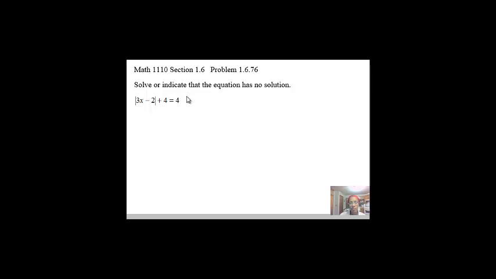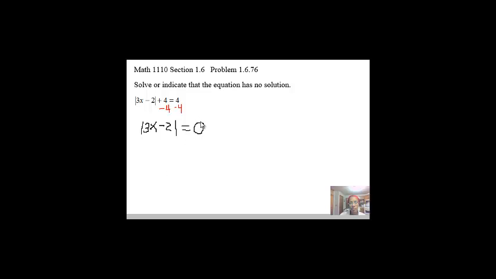Let's finish this up by solving number 76. Absolute value of 3x minus 2, plus 4, equals 4. So again, my task is to isolate the absolute value. It should be alone on one side of the equals before I try to rewrite the equation without absolute values. So I'm subtracting 4 from both sides of the equation. I wind up with absolute value of 3x minus 2 equals 0.